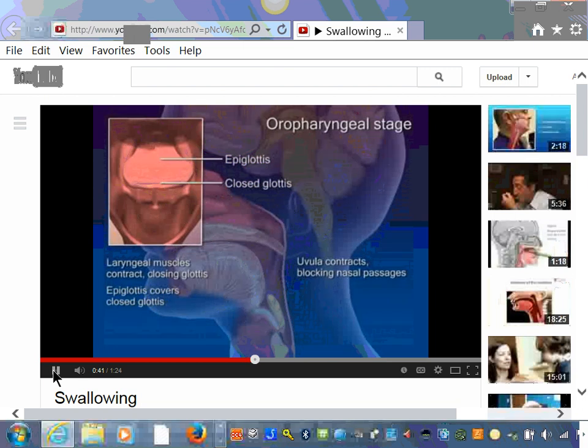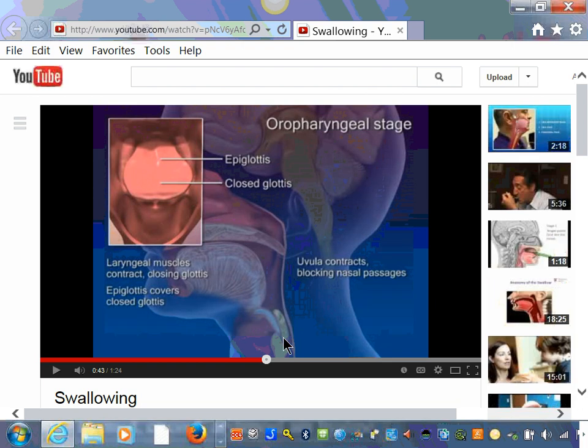The epiglottis swings down upon the closed glottis. So here, can you see how the epiglottis closed down like a lid? So it prevents the bolus of food from entering into the larynx. Okay, so that's its function. The rest of it is all about digestion, so we won't look at that.